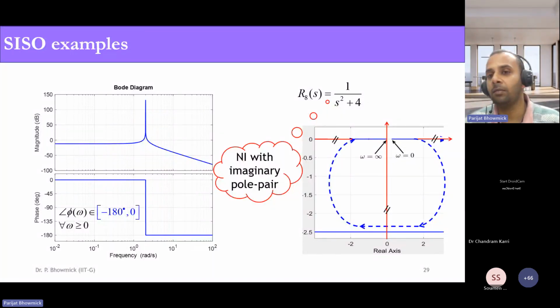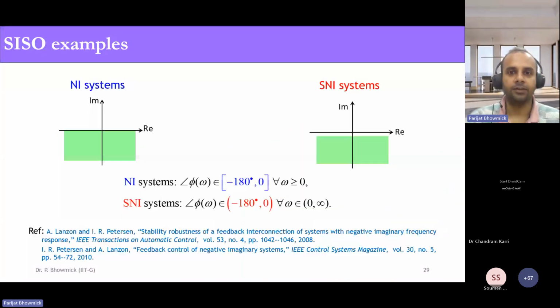But please remember that they are not strictly negative imaginary, they are all negative imaginary. And strictly negative imaginary property is also defined only for asymptotically stable systems. So the key takeaway point is what I mentioned at the beginning.